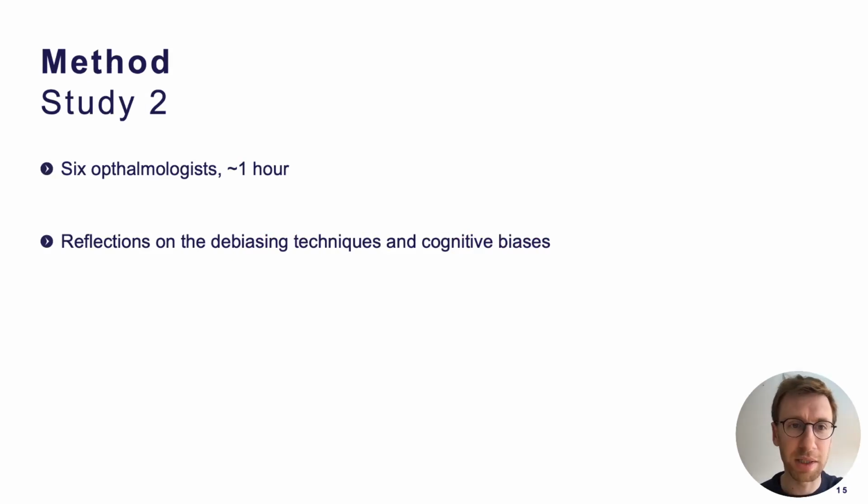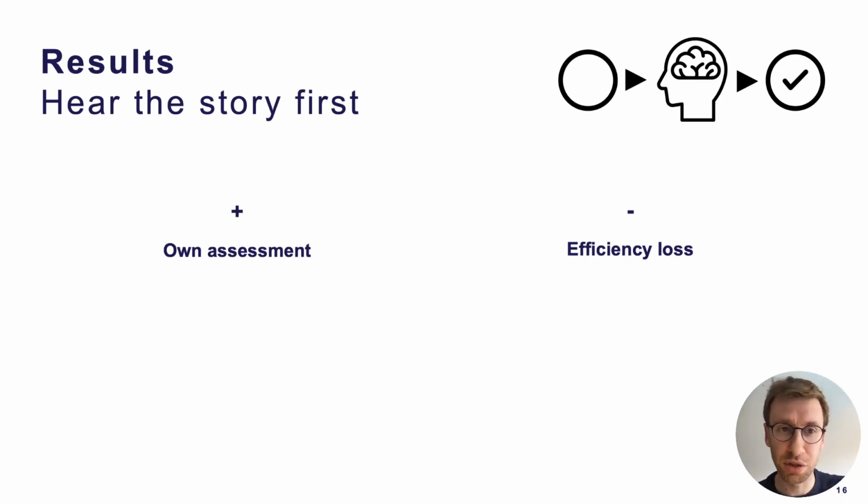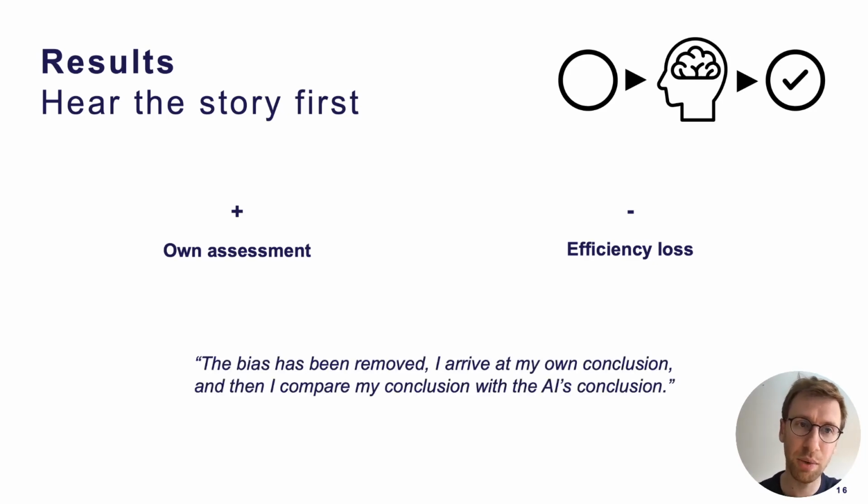We evaluated these bias mitigation techniques with 6 ophthalmologists, and we basically not only reflect on these debiasing techniques, but on their cognitive biases in general. So I'll first present the results of the individual techniques. Starting with Hear the Story First, clinicians were pleased that they were able to provide their own assessment without any external influence. However, the additional time spent analyzing each image meant that any efficiency brought on by the AI system was now lost. One participant said, "The bias has been removed, I arrive at my own conclusion. Then I compare this conclusion with that of the AI."